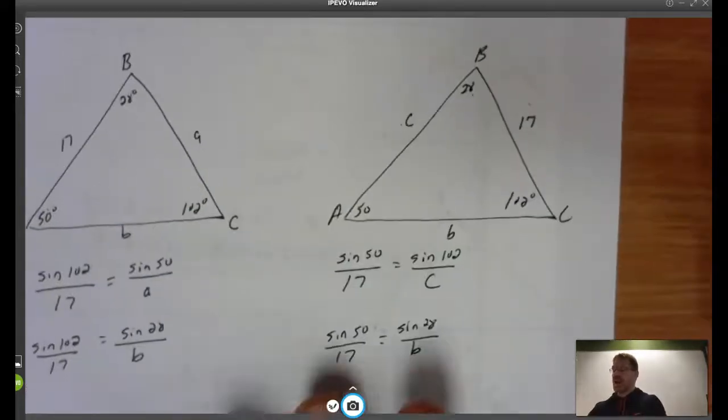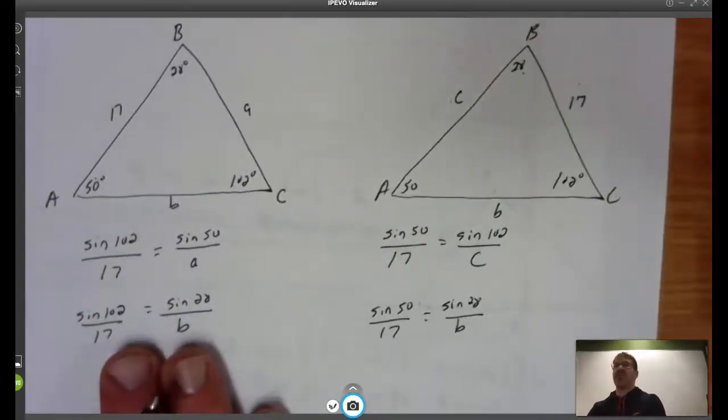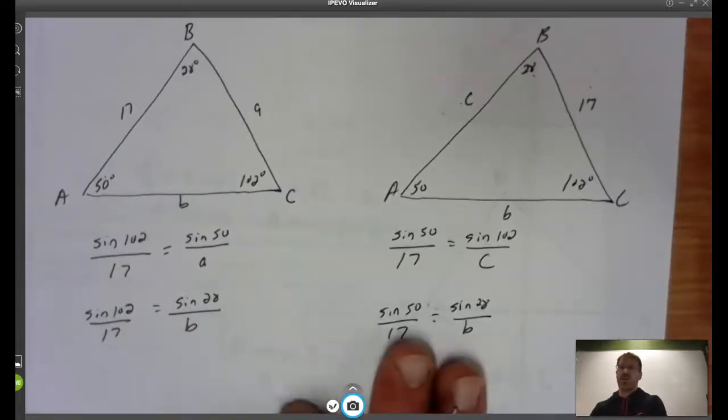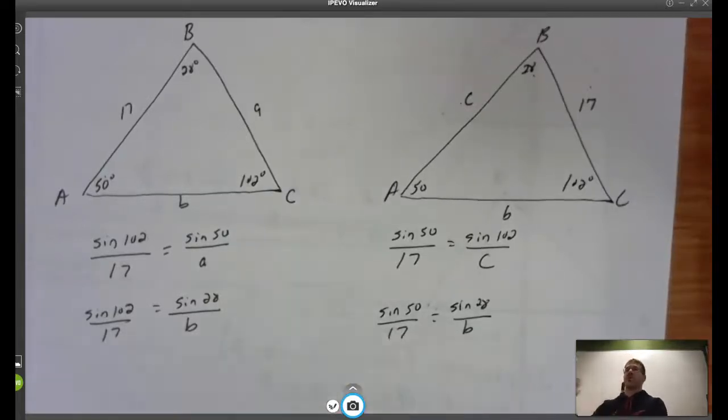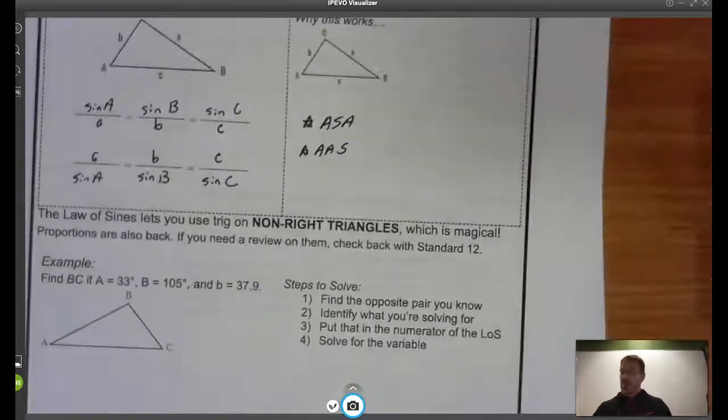Notice I did everything with the angles on top. That's just what I typically do. It does not matter. And then once again, final point of emphasis before we get to a couple of examples: notice that everything's in proportion, so that means we cross multiply to solve. All right, so let's go to an example here.